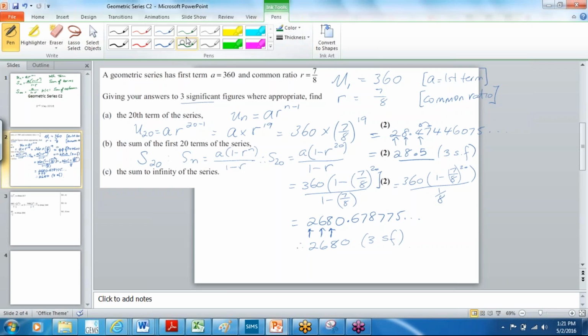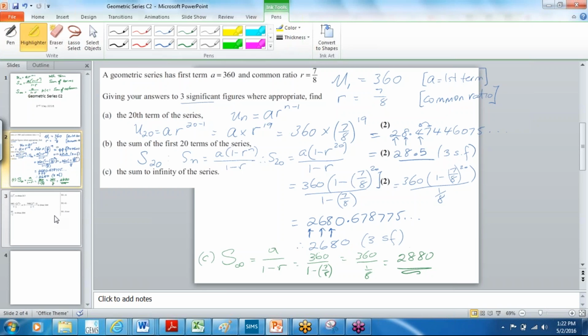And finally, find the sum to infinity, and that was the third rule, which is a over 1 minus r. So it's 360 over 1 minus 7/8. 360 divided by 1/8, same as 360 times 8, and we've got 2,880. And that is the sum to infinity of this series. Well, it didn't take a lot of time if you apply the rule straight away.